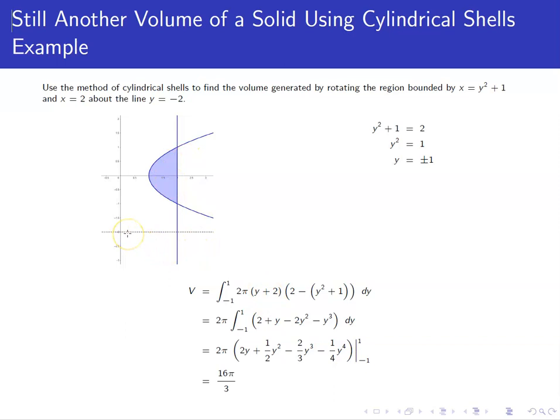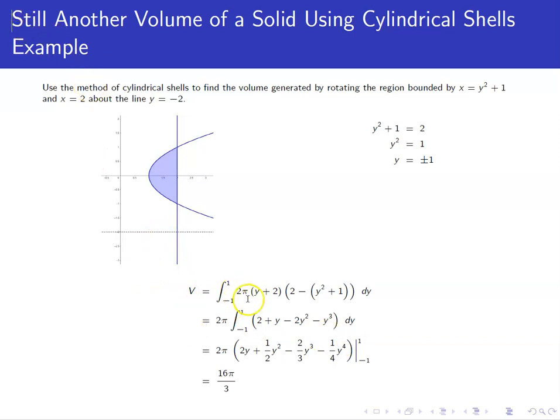Again, the slice is at a height of y. The axis of rotation is at a height of negative 2. So y minus negative 2 is the radius. Your radius for shells is always going to have the form variable minus number, or number minus variable, depending on which one's on top and which is on the bottom. In this case, y is above negative 2, which is why we've got y minus negative 2. If your y were down here, you would do negative 2 minus y.